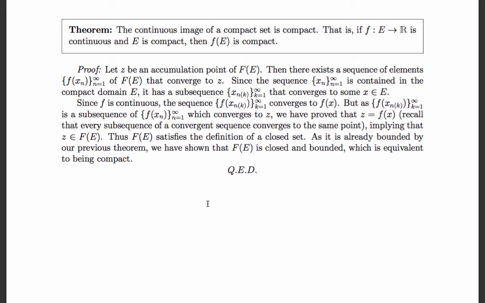And since Z equals f of x, Z is in the image f of E. Thus, f of E satisfies the definition of a closed set. As it's already bounded by our previous theorem, we have shown that f of E is closed and bounded, which is equivalent to being compact. Thanks again, Heine-Borel. That's it for today.